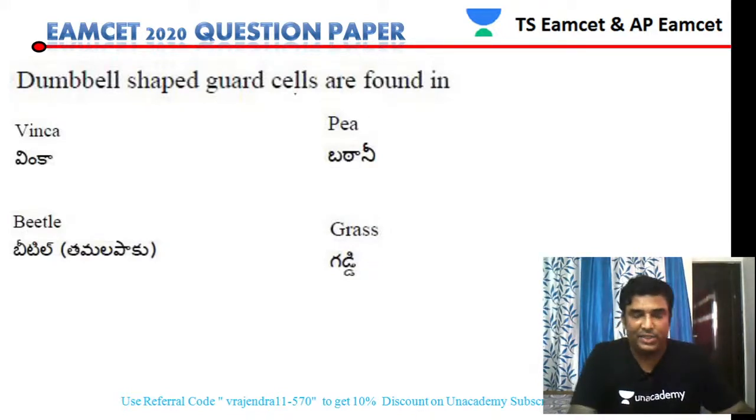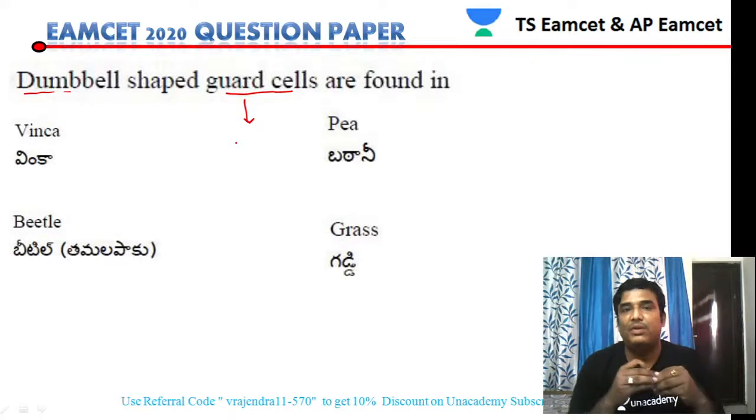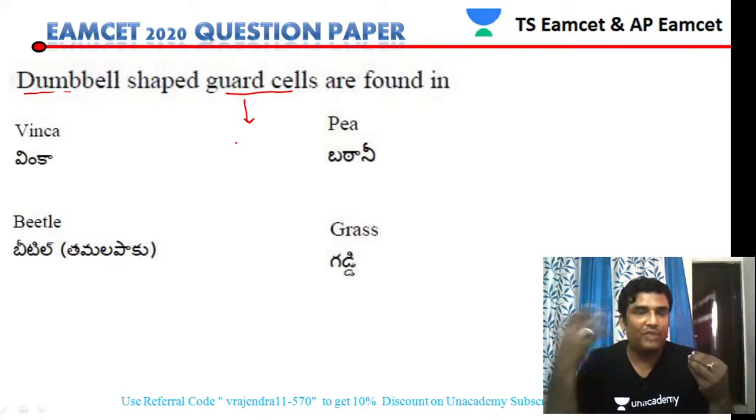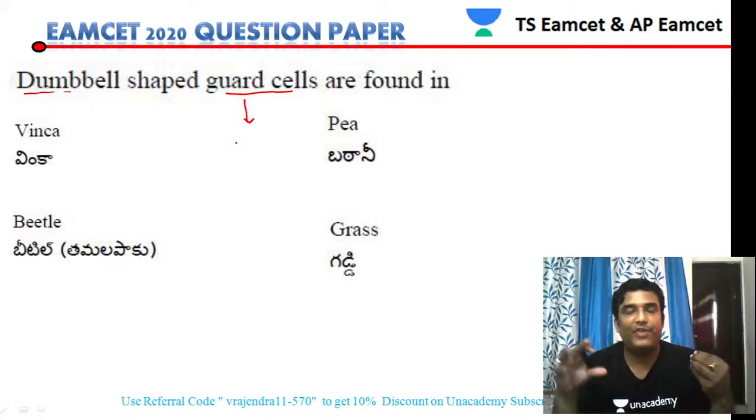So let us see the next question, students. Dumbbell shaped guard cells. Just now we were discussing the guard cells. Guard cells play an important role in transpiration. Just now we were discussing transpiration, where water is moving out of the plant through the leaf. We were discussing the same thing.